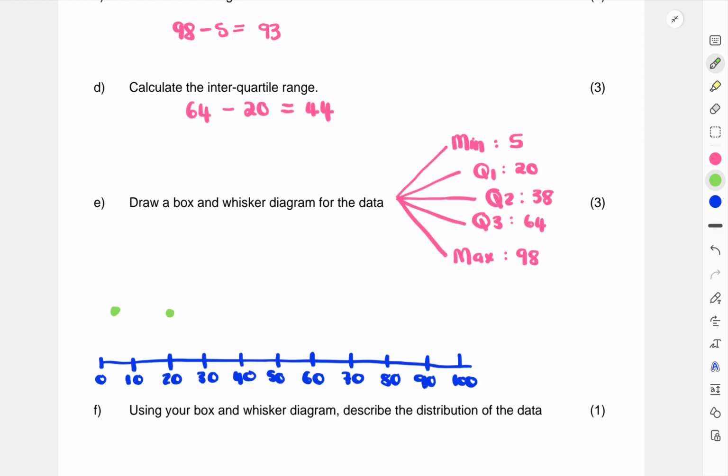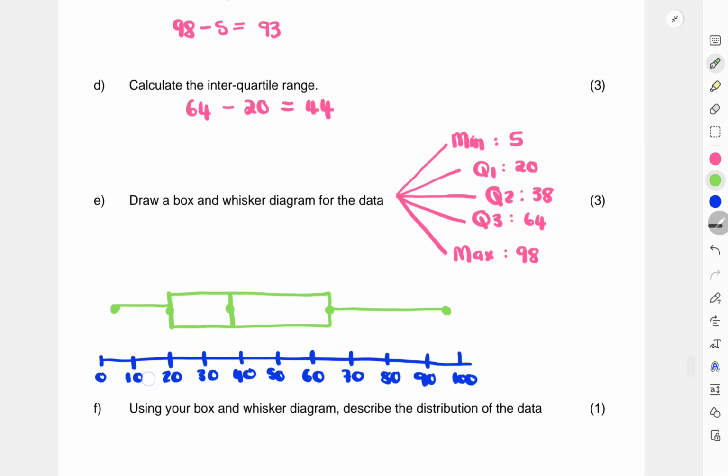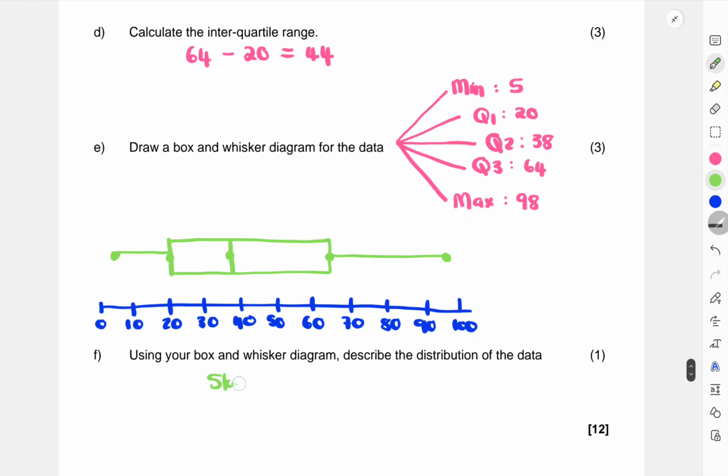20, quartile 2 is 38 over here, and quartile 3 is 64 over there. And the maximum 98. So again, you're going to draw your box over the middle 3 and then your 2 whiskers. And as you can see, it is positively skewed. It's skewed to the right. Hopefully it seems like that.